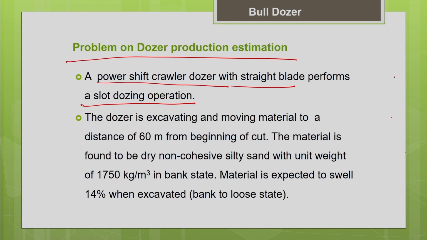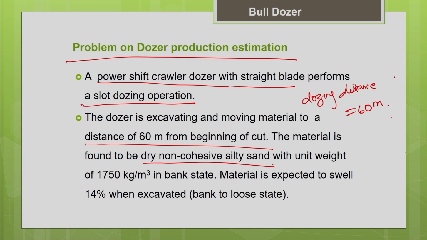In this method, for this particular project, we have adopted slot dozing operation, and the dozer is excavating and moving material to a distance of 60 meter from the beginning of cut. So the dozing distance is given, 60 meter. The material is found to be dry non-cohesive silty sand. So I hope you remember.